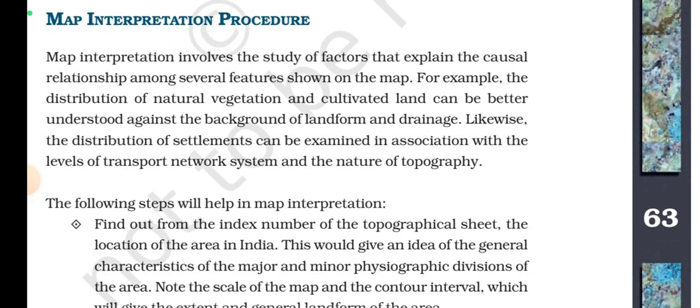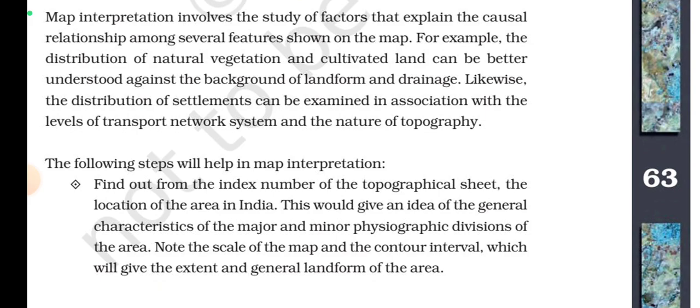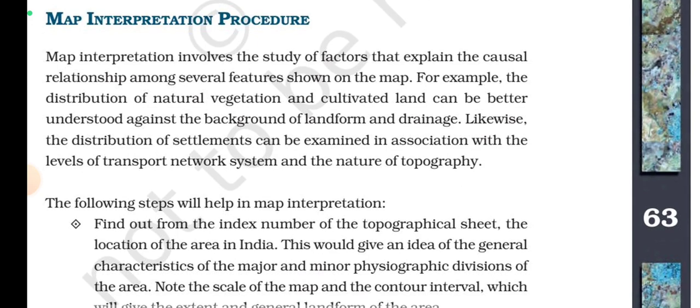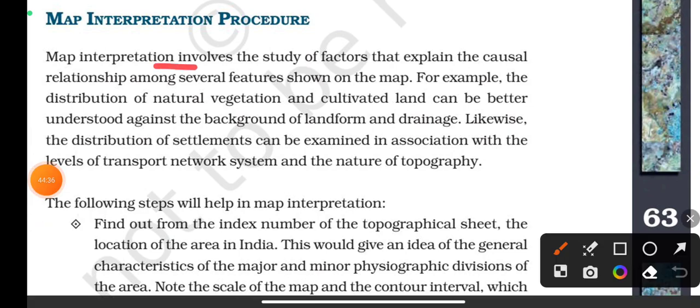Now the map interpretation procedure. Map interpretation involves the study of factors that explain the causal relationship among several features shown on the map. For example, the distribution of natural vegetation and cultivated land can be better understood against the background of landform and drainage. Likewise, the distribution of settlements can be examined in association with the levels of transport network system and the nature of topography. Note this: map interpretation involves the study of factors that explain the causal relationship among several features shown on the map.